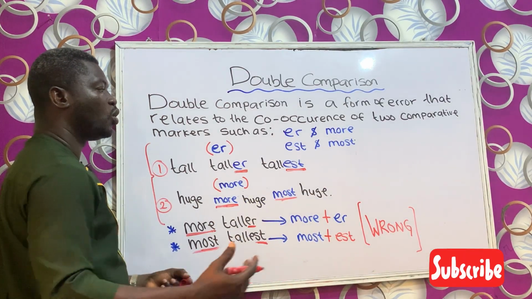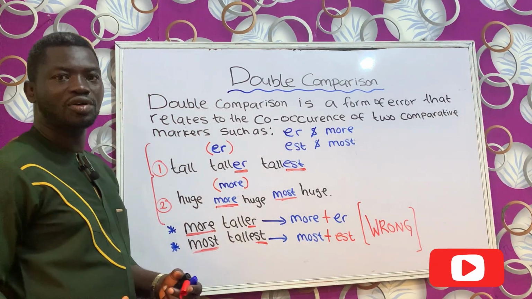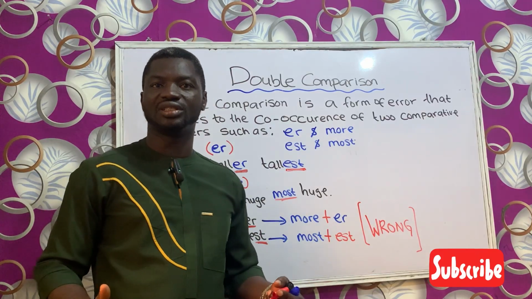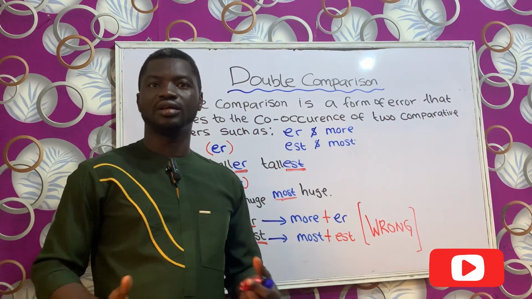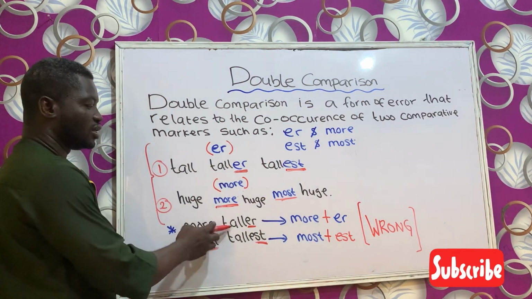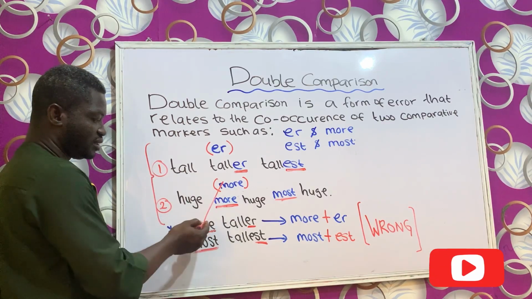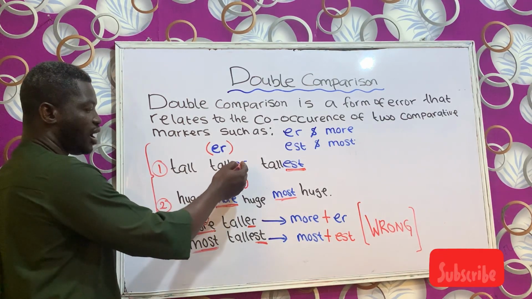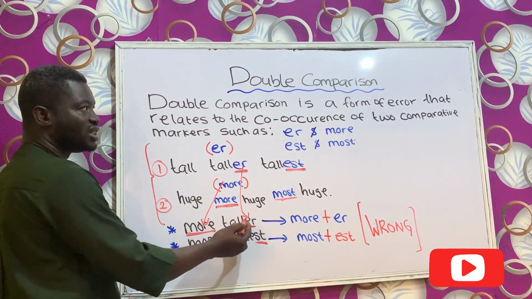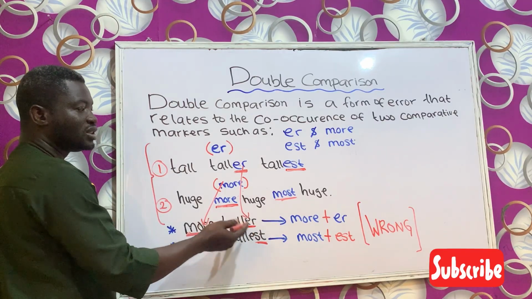Now, what do we mean by double comparison? And let's even ask a question. Is double comparison in any way correct? You see, double comparison is an inappropriate expression. It's a form of error. It's common, especially among younger learners. Take, for example, more taller. She's more taller. You see, don't forget more. This is it. ER is a comparative form, which means you are using two comparatives, and that's where the idea of double comparison is coming from. So this is about expression.